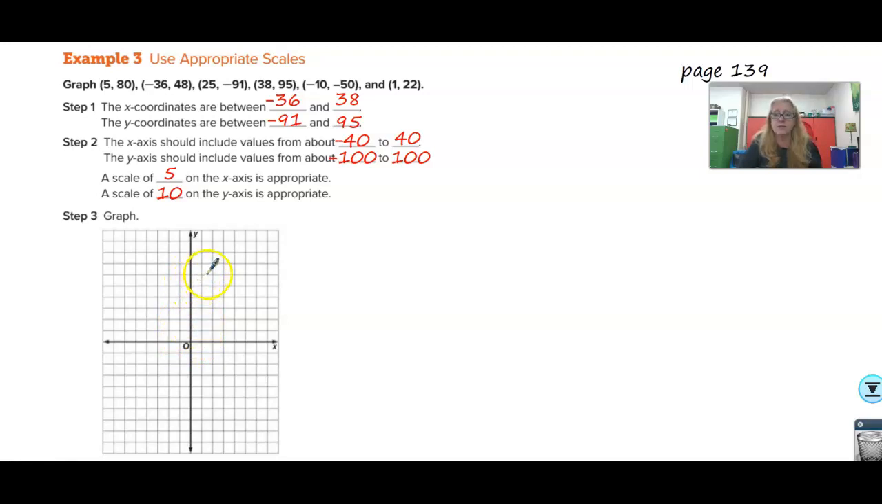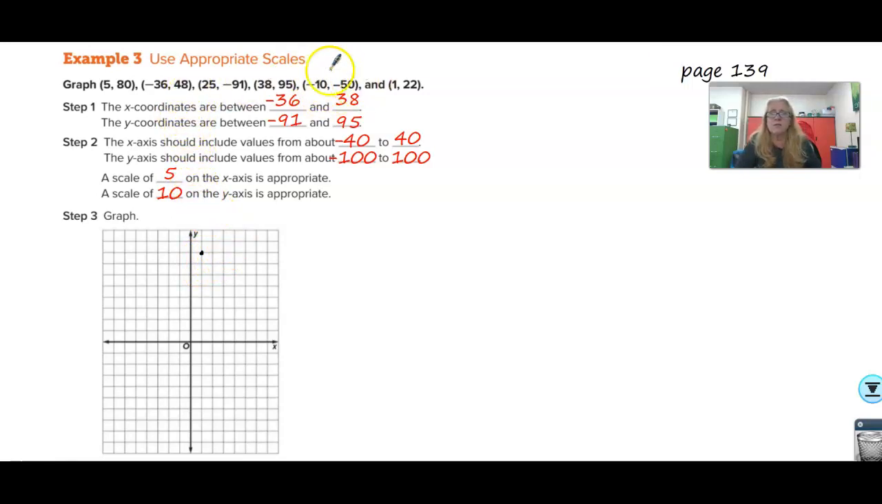And now they want you to graph those points. Well, I'll do one or two of these, but this is going to be really hard on this little graph. 5, 80. Well, this is by fives, so that's 5. And 80 would be 10, 20, 30, 40, 50, 60, 70, 80. There, that's 5, 80.